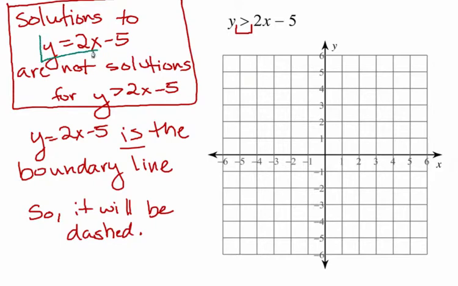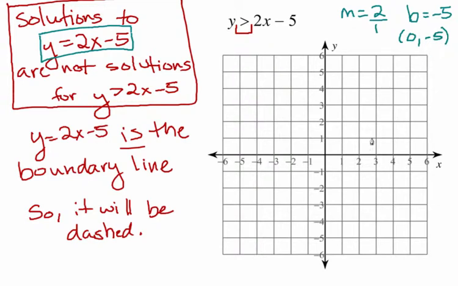So first we'll focus on graphing y equals 2x minus 5. 2 being the coefficient of the x tells me that the slope is 2 over 1, and the b value of negative 5 tells me that the y-intercept is at 0, negative 5. So we'll start by graphing a point at 0, negative 5, and then we're going to go up 2 and over 1 to find our next point. So we'll keep doing the same thing.